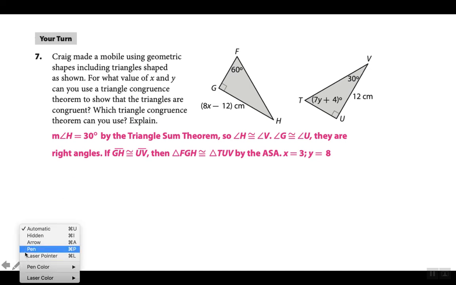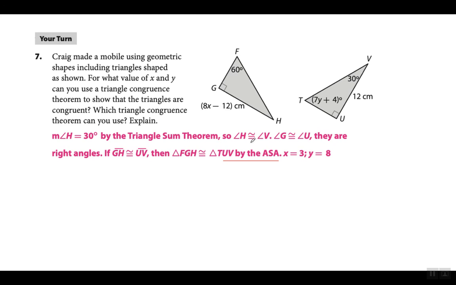Alright, this is what I was going to write at first. No, wait, hold on. Oh, my bad. They just used this theorem for both, because I was stuck on what to write for which triangle congruence theorem you can use. Alright, so they just wrote for both of them that the triangle congruence theorem you're using is ASA.